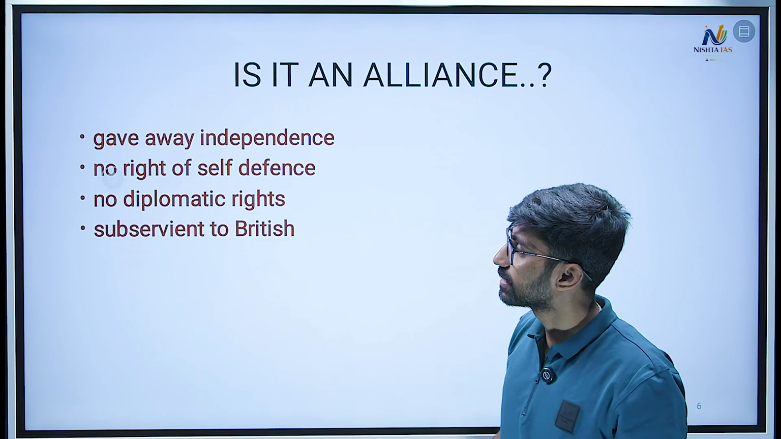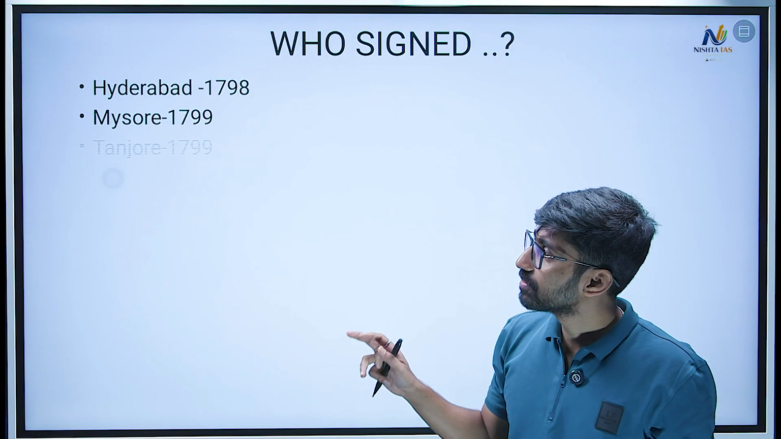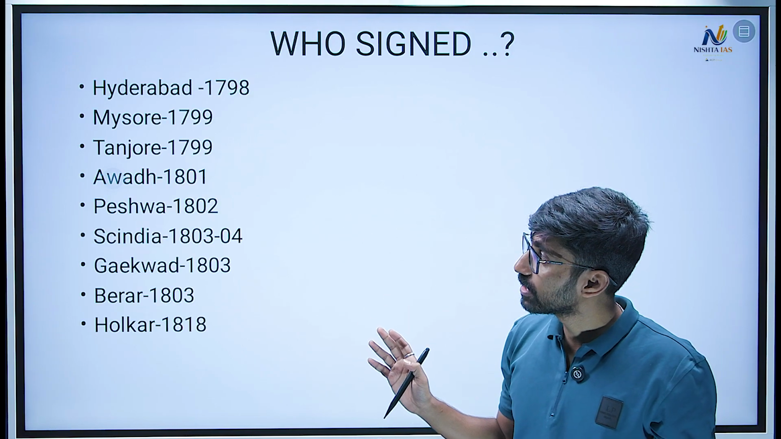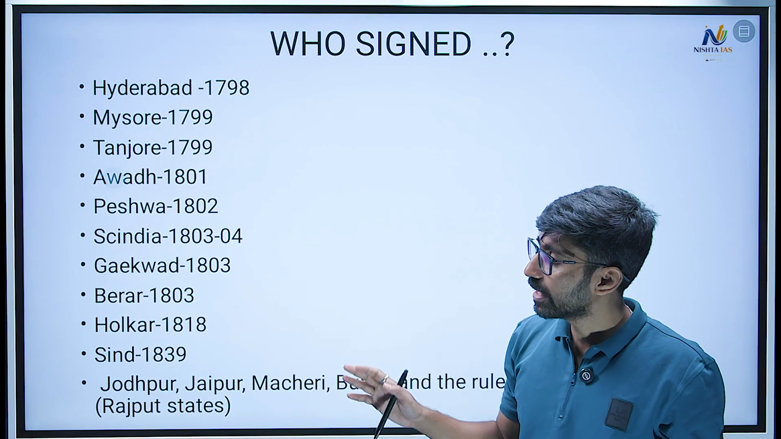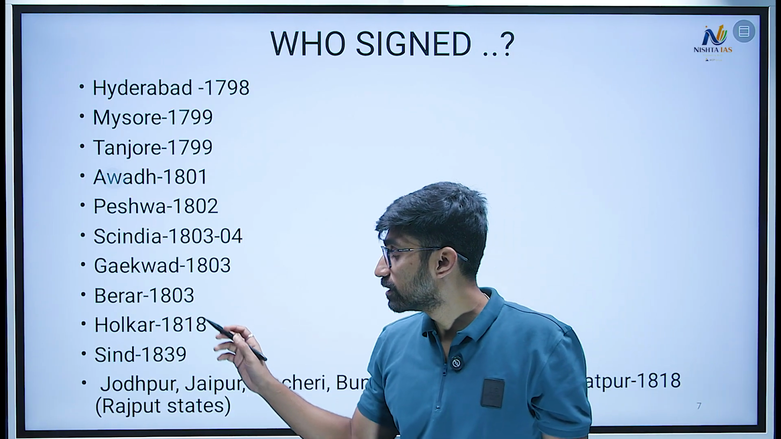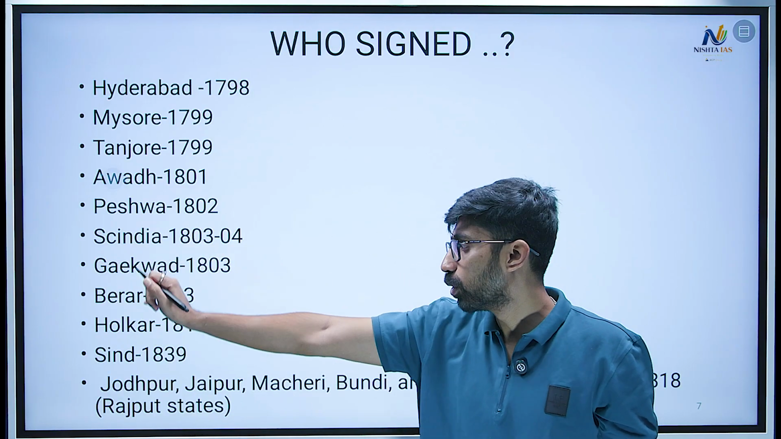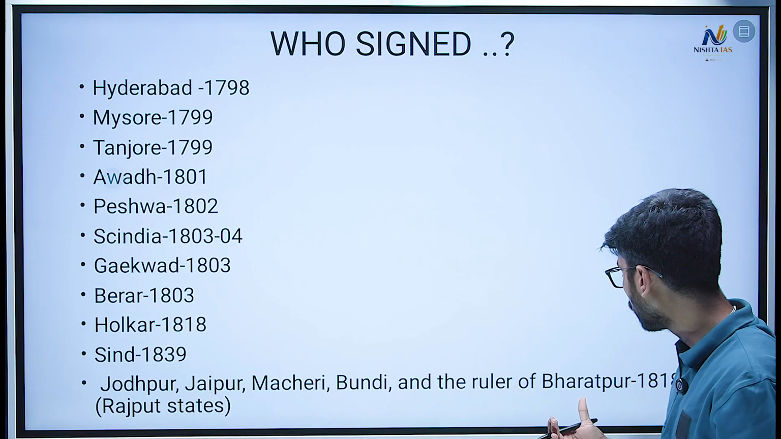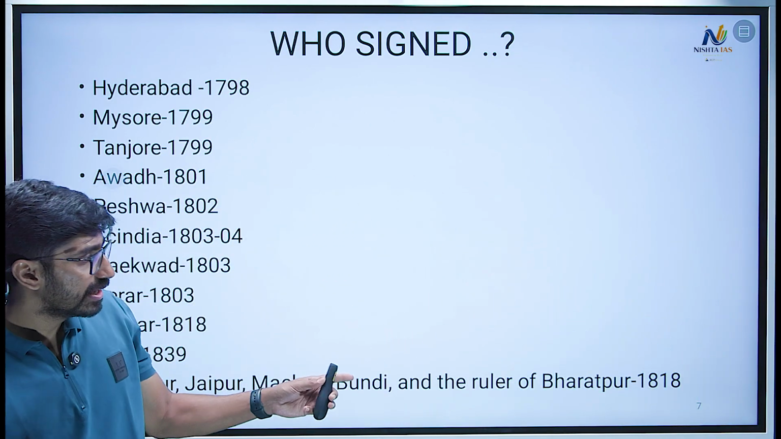But which are the states that signed this particular treaty? I have given all the list over here. Hyderabad is the first state to sign, then Mysore, Tanjore, Awadh, Peshwa, Sindhya, Gaikwad, Berar. Again, of course, these are Maratha states, Peshwa, Sindhya, Gaikwad, Berar, as well as Holkar, and Sindh in 1839, and some of the Rajput states like Jodhpur, Jaipur, Macheri, Bundi. They signed in 1818.